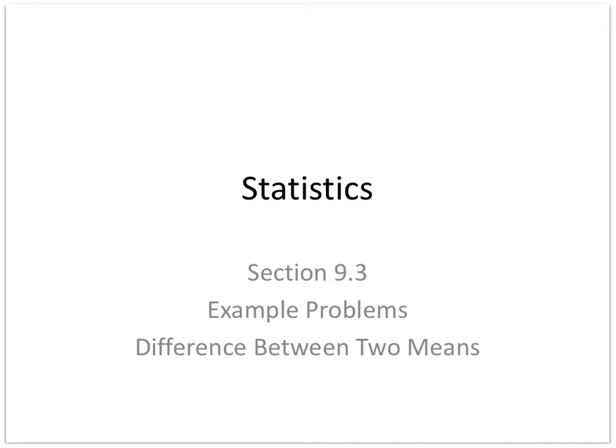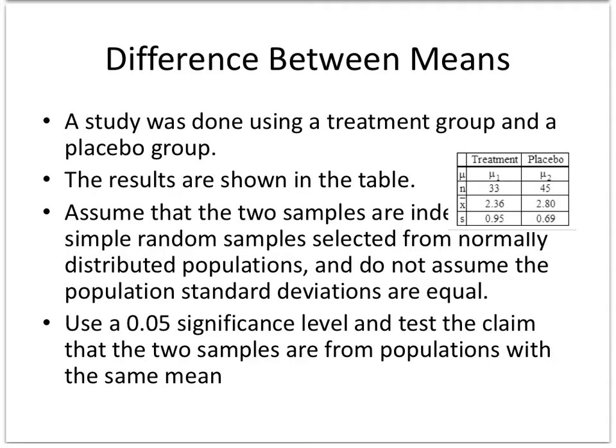All right, let's look at an example of finding the difference. A study was done using a treatment group and a placebo group. So you have two groups with the results shown here. Assume the two samples are independent.